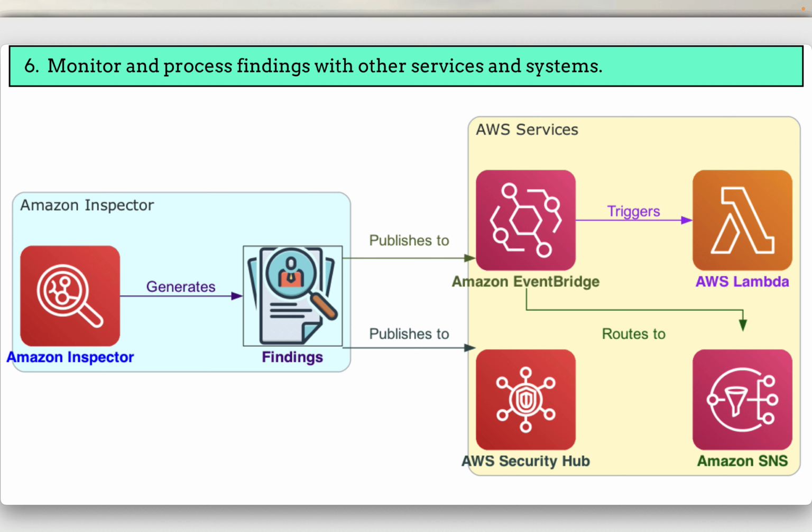With EventBridge, you can monitor and process findings in near real time as part of your existing security and compliance workflows. If you have activated AWS Security Hub, then Amazon Inspector will also publish findings to Security Hub. Security Hub is a service that provides a comprehensive view of your security posture across your AWS environment and helps you check your environment against security industry standards and best practices. With Security Hub, you can more easily monitor and process your findings as part of a broader analysis of your organization's security posture in AWS.